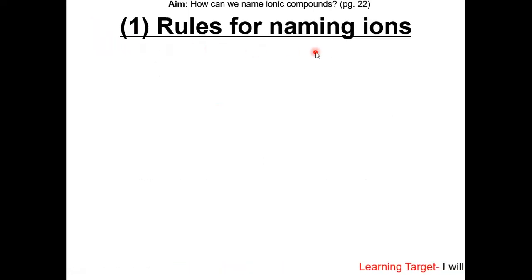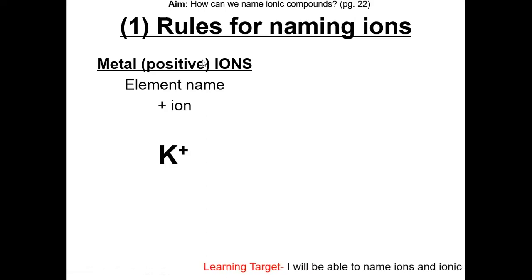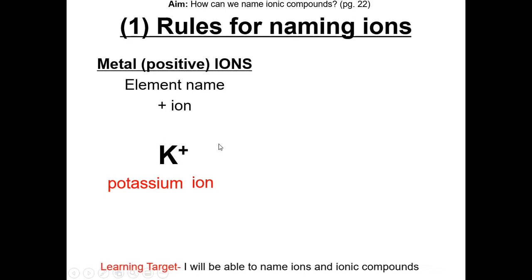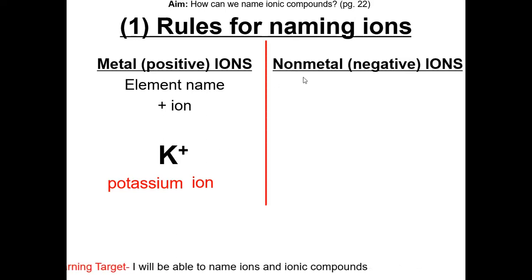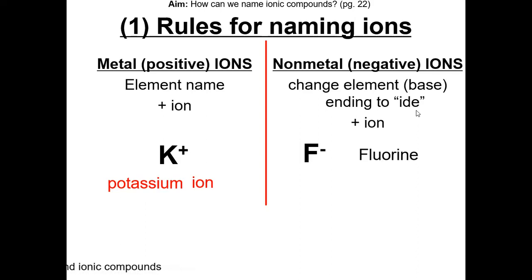So let's start with the rules for naming ions. For metal ions, which are positive, you keep the element's name and you add the word ion. For example, if potassium has a charge of positive 1, that is potassium ion. For nonmetal ions, which are negative, you change the element's base ending to IDE and you add the word ion. For example, this fluorine has a negative 1 charge. You have to change the ending of fluorine to IDE, so that becomes fluoride, and then you add the word ion. So F minus 1 is a fluoride ion.